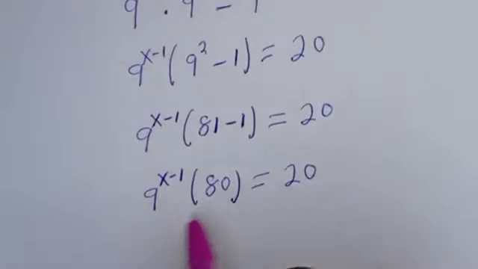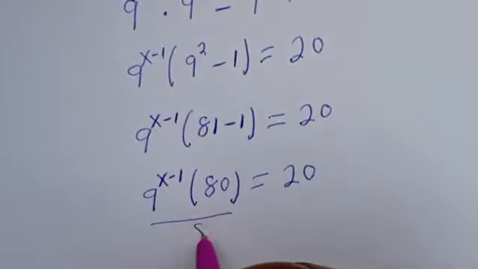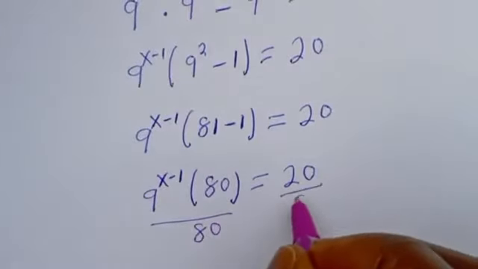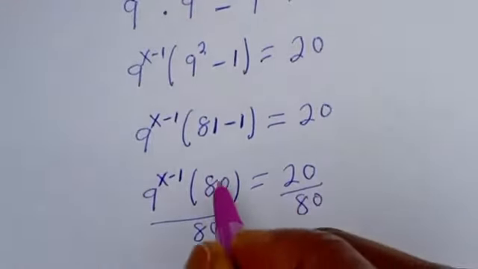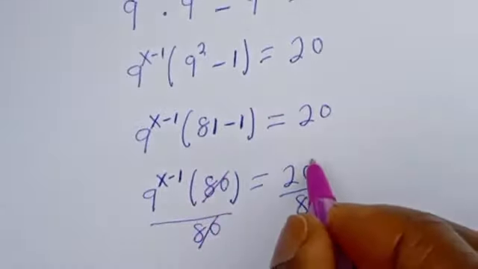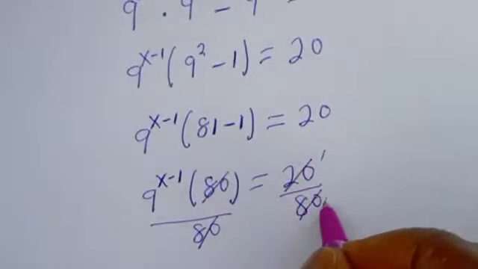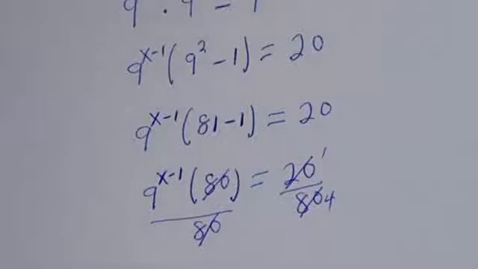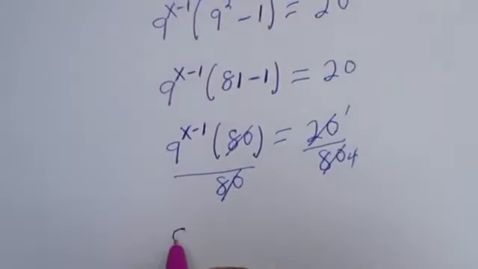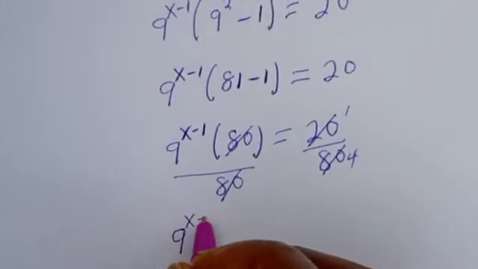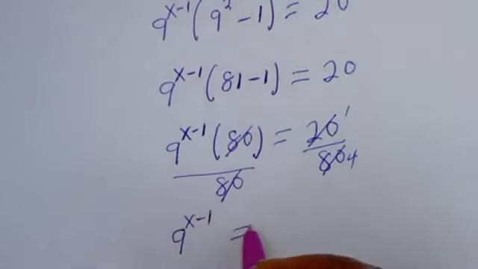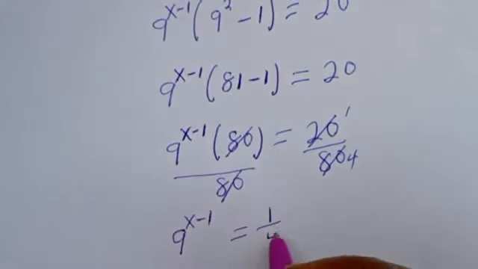Then let's divide both sides by 80. This divided by 80, this we cancel this. 20 here, 1. 20 here, 4. Then we have 9 to the power of x minus 1 is equal to 1 over 4.